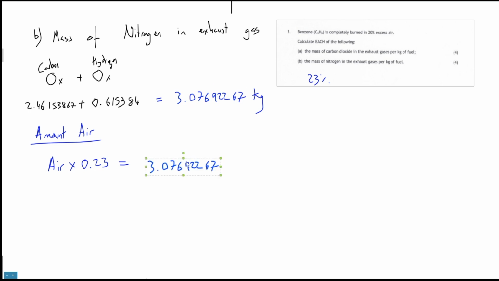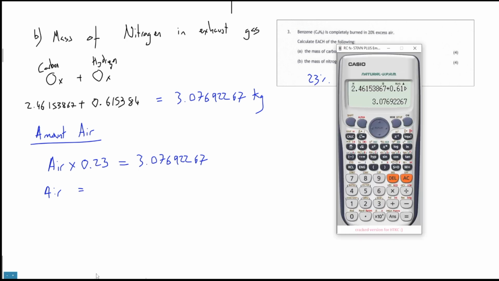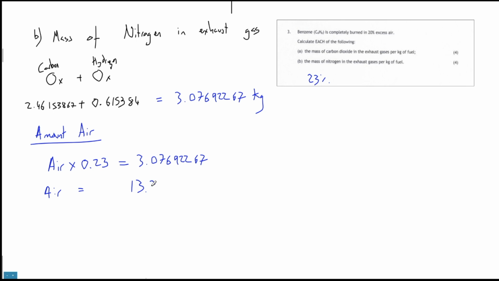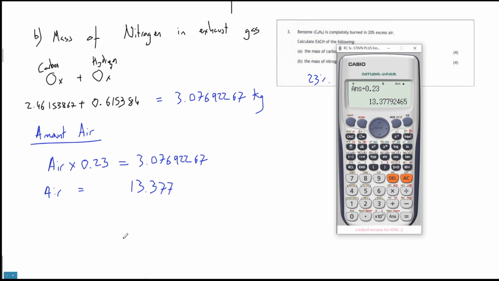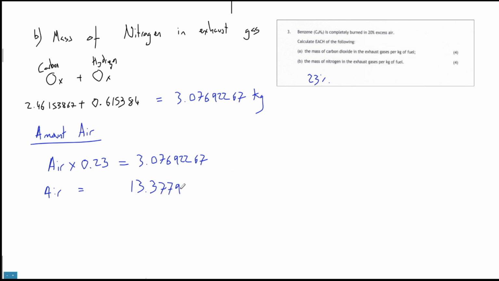It's a very simple calculation. We always do exactly the same thing. It's a reverse percentage. So the amount of air required is going to be this divided by this. It's going to be that number I got just here divided by the 0.23. It's going to reverse the percentage and give me the amount of air required. That's 13.37792 kg of air. That is just the right amount of air I need to burn all the fuel.